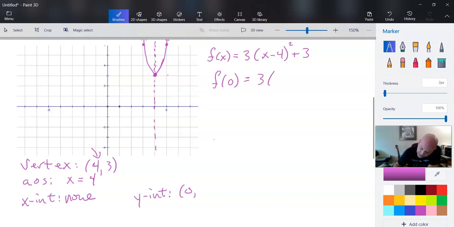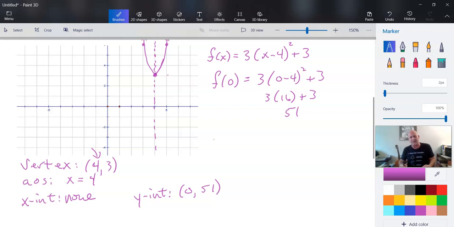This gives me 3 times (0 minus 4) squared plus 3. So the square of negative 4 is 16, so this is 3 times 16 plus 3. 48 plus 3 is 51. So the y-intercept is at (0, 51). And clearly that is not going to fit on this graph. And that's fine. You should still know where it is. Okay, so we have that much.